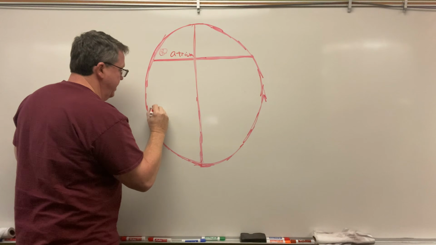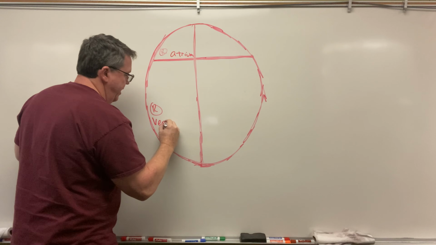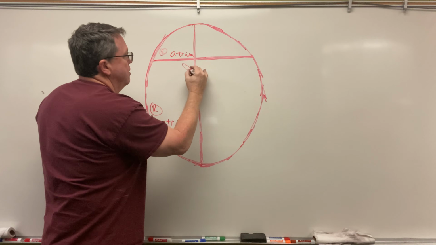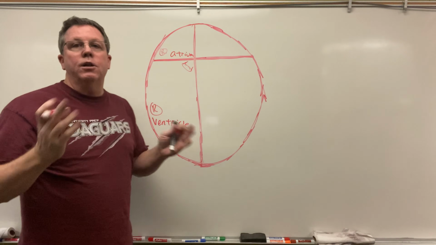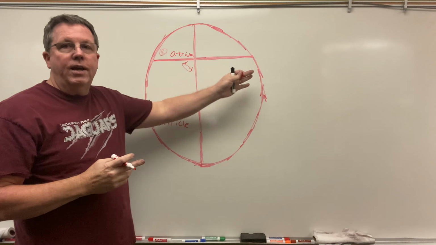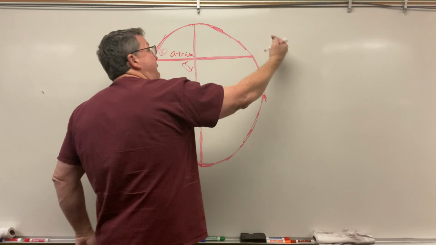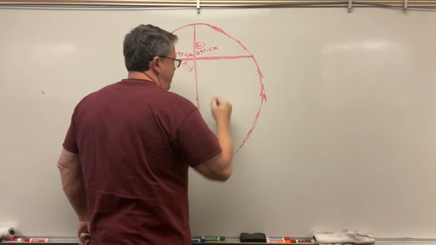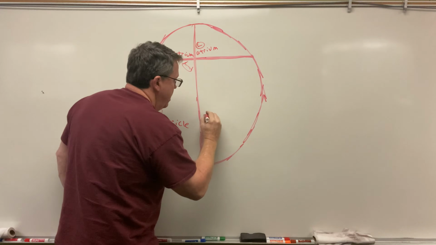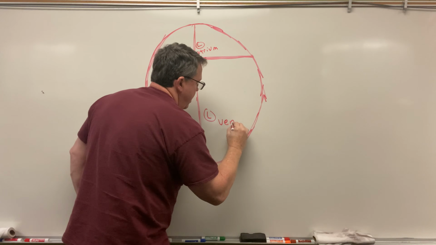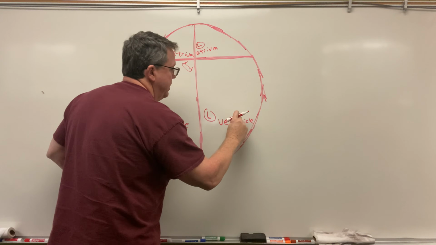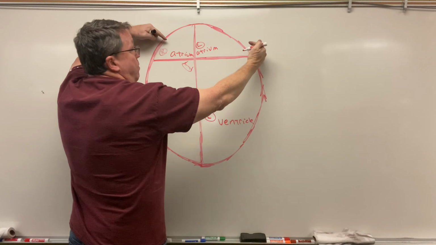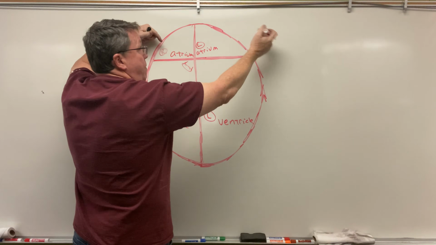Then from the right atrium, the blood's going to come down here into the right ventricle. Then from the right ventricle, the blood is pumped out through our pulmonary artery, and it's going to go out to the lungs, which are on either side of the heart. It's going to get oxygen. Then it's going to come back into the heart, and when it comes back, it comes in through the left atrium. Then when the heart beats again, the blood's going to come down into the left ventricle.